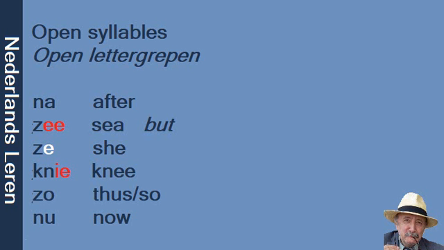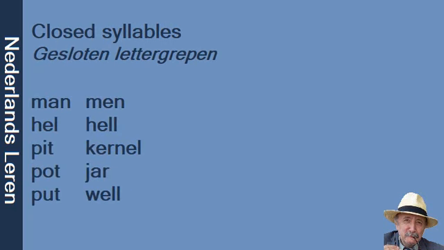Knie, your knee. This is written with IE. So, nu. So, the vowels A, O and U are written once if it's in an open syllable. Now, if it's in a closed syllable, then they are short, like man, hel, pit, pot, put.